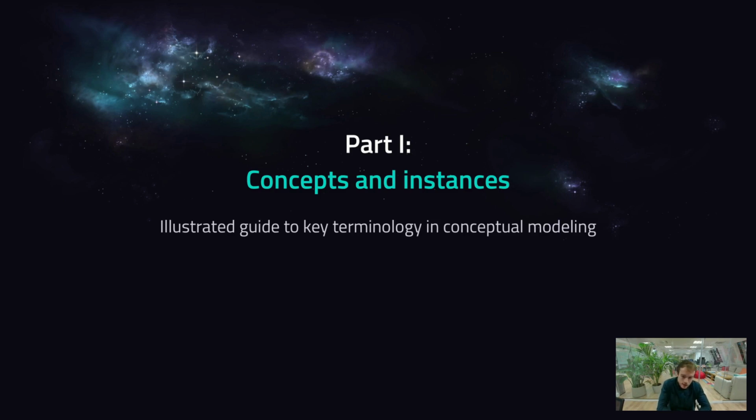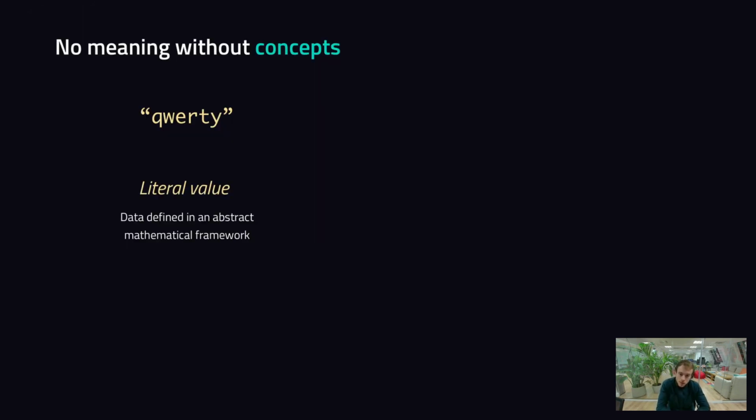All right, so to get us started, let's discuss briefly the key terminology in conceptual modeling that we'll be needing throughout this talk. And the first point I want to make here concerns the role of values, of literal values in data models in general. So a literal value is a representation of data that is defined abstractly. So it's defined in an abstract framework, a mathematical framework. It could be numbers, it could be booleans, or it could be strings. Here's an example of a representation of a string.